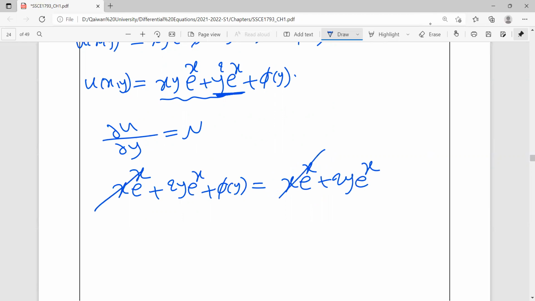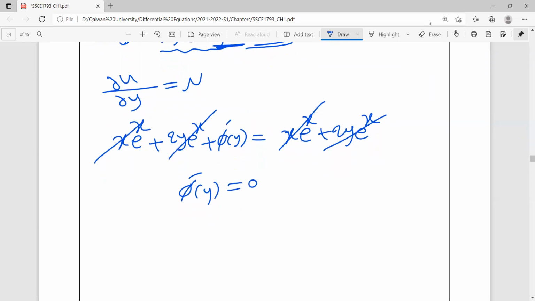As you see here, these are cancelled and these also. These are cancelled. And then we get this is phi prime. When you take the derivative, it becomes phi prime of y. So phi prime of y equals 0. How about phi? We take integration for both sides. So phi of y equals c.